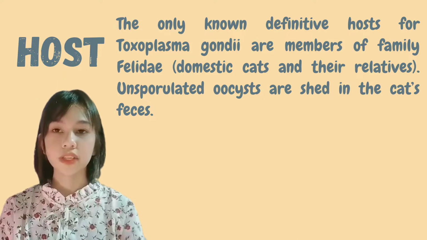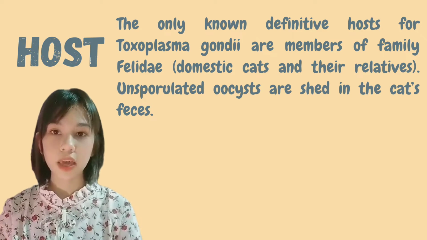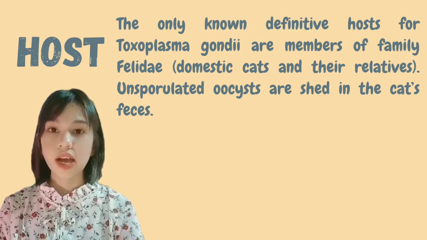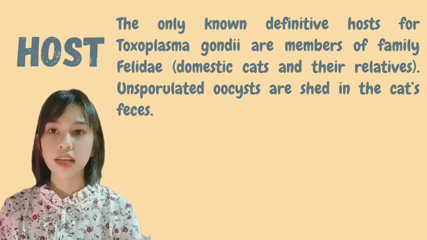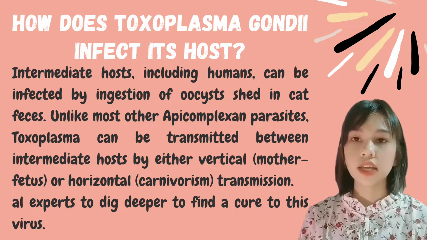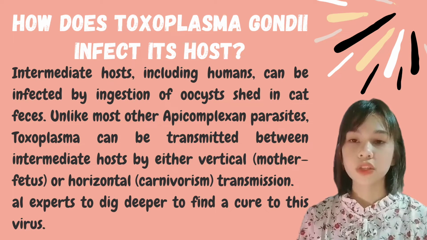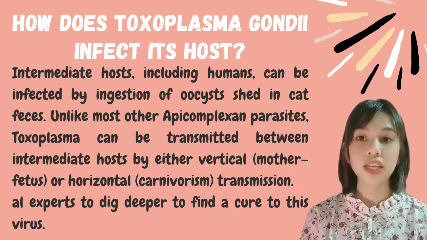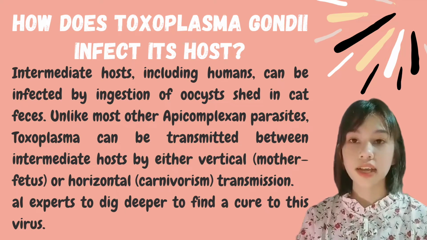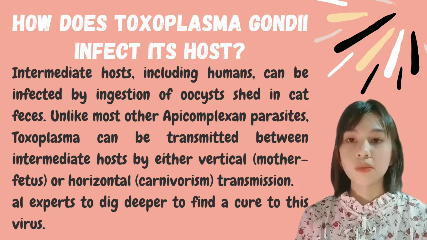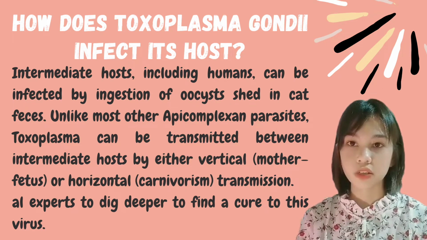The only known definitive hosts for Toxoplasma gondii are members of family Felidae, or domestic cats and their relatives, and sporulated oocysts are shed in the cat's feces. So how does Toxoplasma gondii infect its host? Intermediate hosts, including humans, can be infected by ingestion of oocysts shed in the cat's feces. Unlike most other apicomplexan parasites, Toxoplasma can be transmitted between intermediate hosts by either vertical or horizontal transmission.